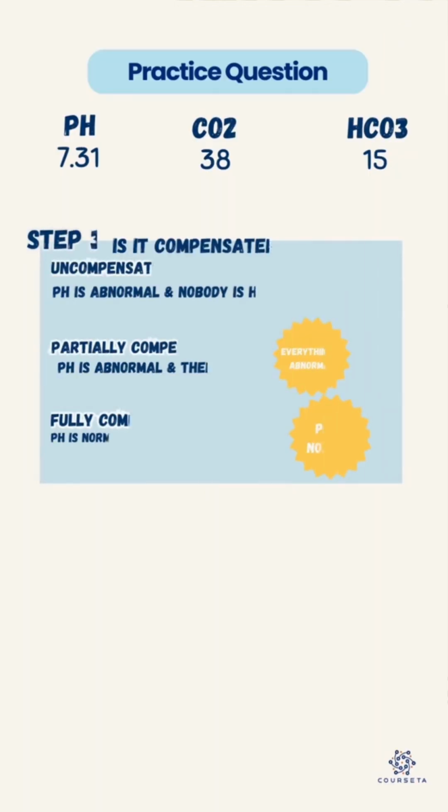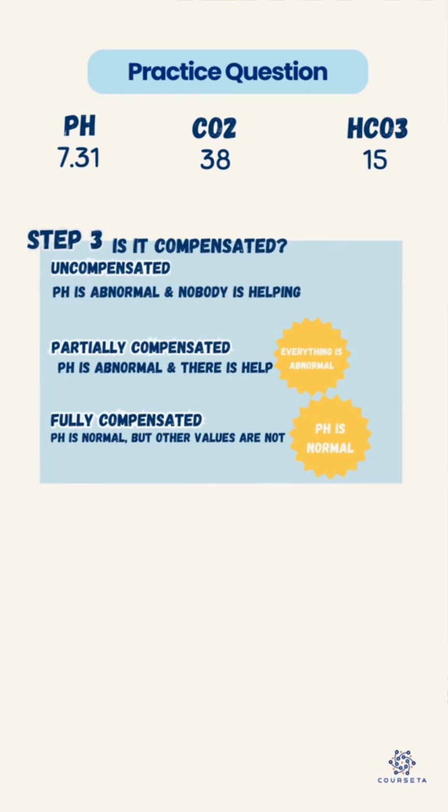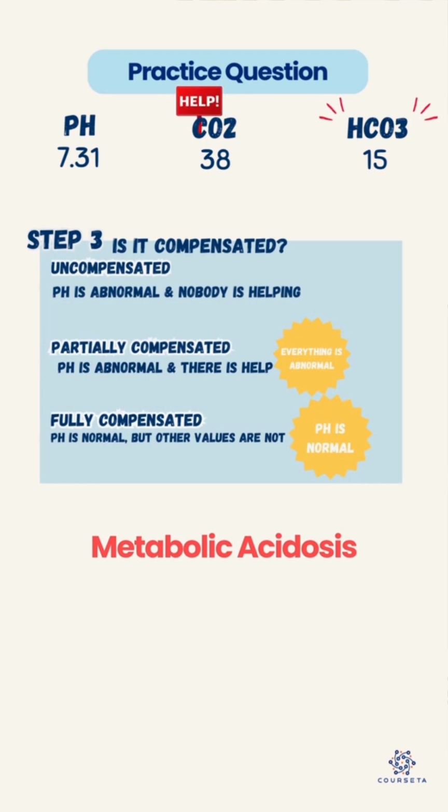Okay, now let's ask ourselves step number 3, is it compensated? We look here, the pH is 7.31. We know that it's metabolic acidosis. We have a low HCO3 that is causing this because it's metabolic acidosis once again. So our CO2 should be compensating, so our lungs should compensate for this acidosis. It should increase the respiration rate to expel more CO2. If you saw that, you would have a low CO2, but it's in normal range here.